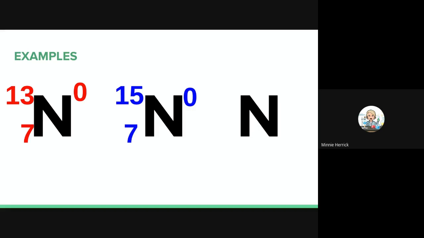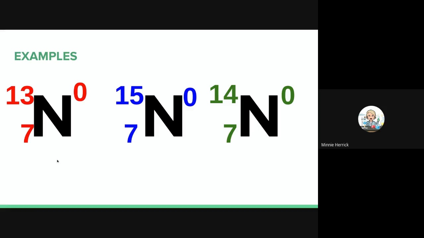We have a third type of nitrogen, and this has 14 as a mass. It still has 7 protons, and it's also neutral. So the first one has a mass of 13, the second one has a mass of 15, the third one has a mass of 14, and they all are different atom types of nitrogen. And we call those isotopes of nitrogen.